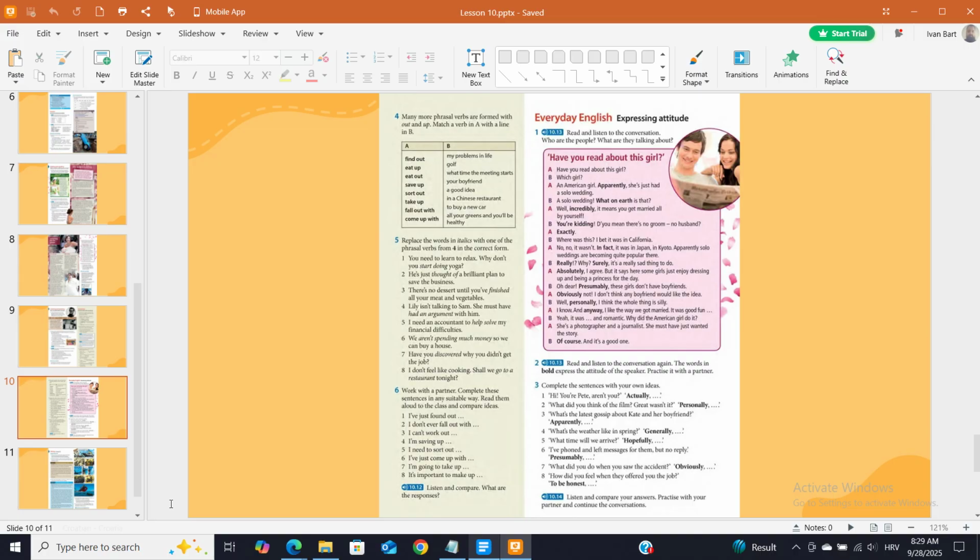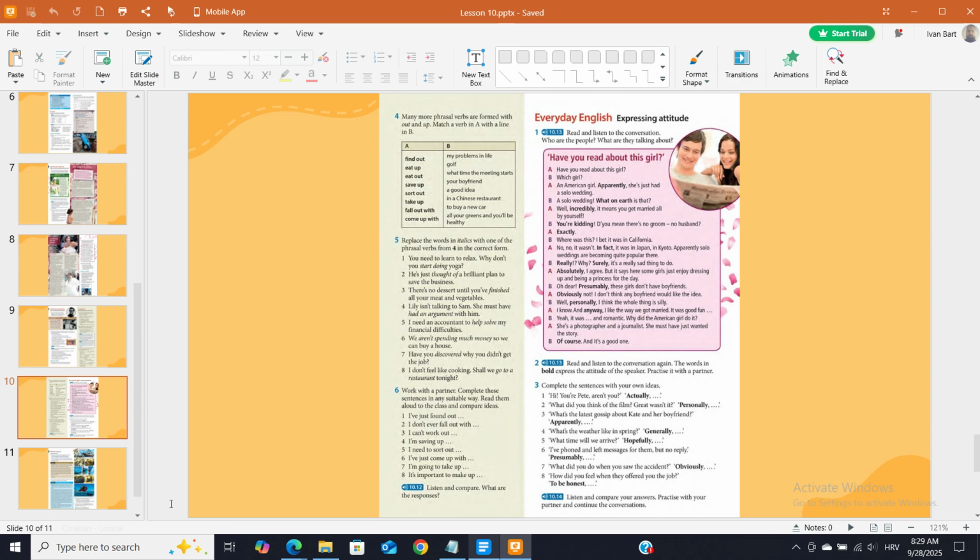A. I know. And anyway, I like the way we got married. It was good fun. B. Yeah, it was. And romantic. Why did the American girl do it? A. She's a photographer and a journalist. She must have just wanted the story. B. Of course. And it's a good one.